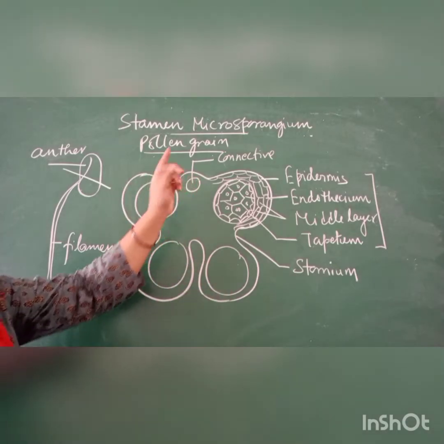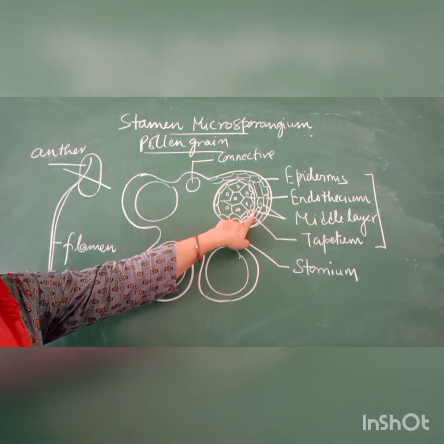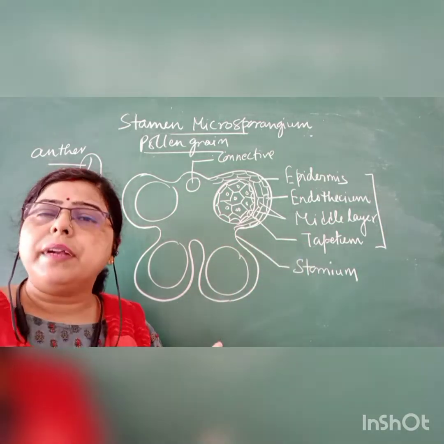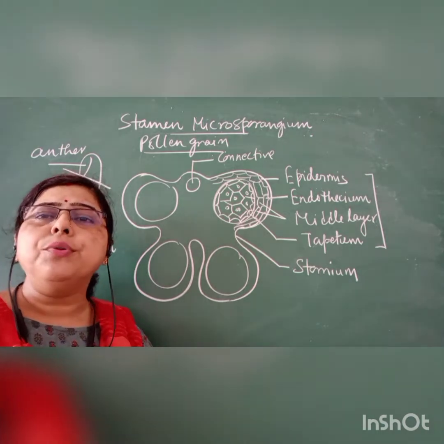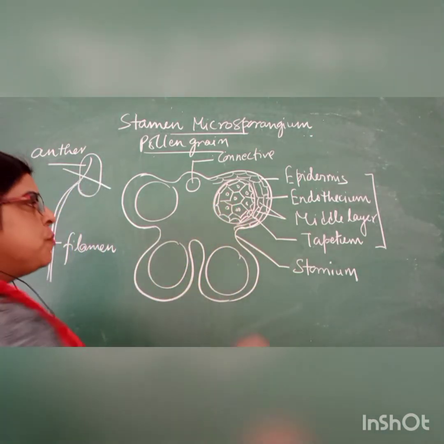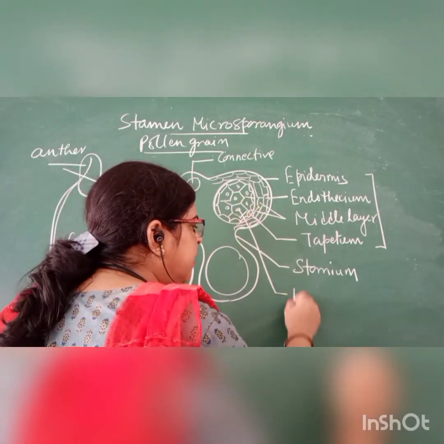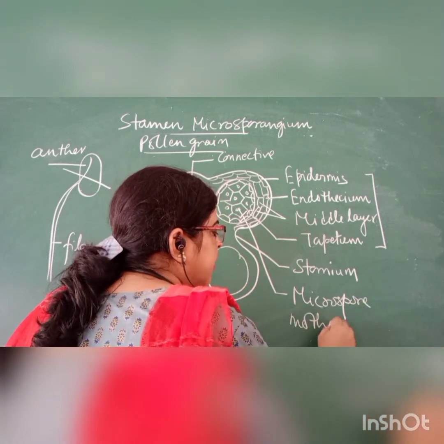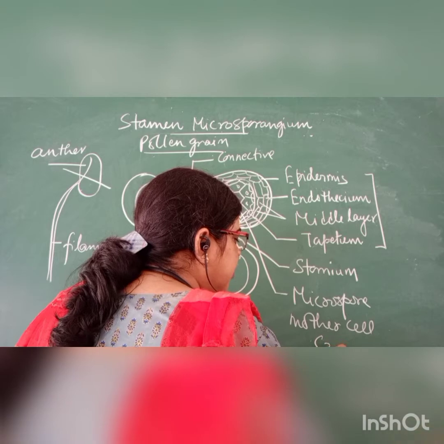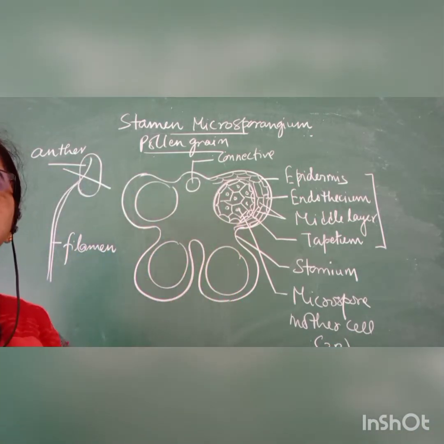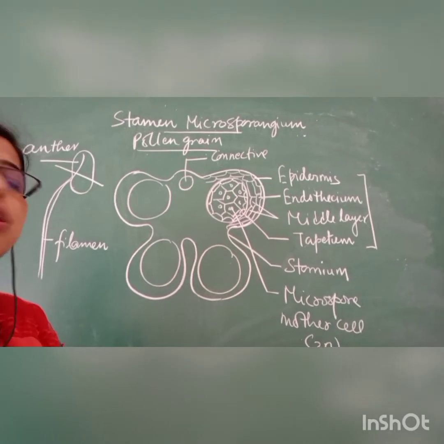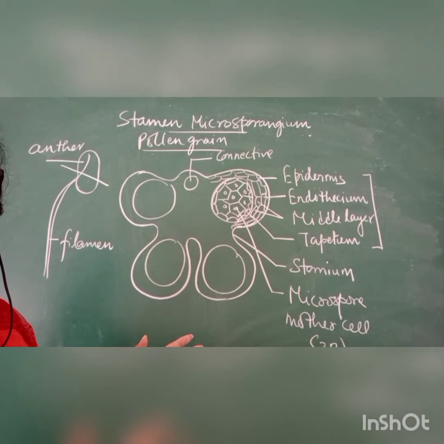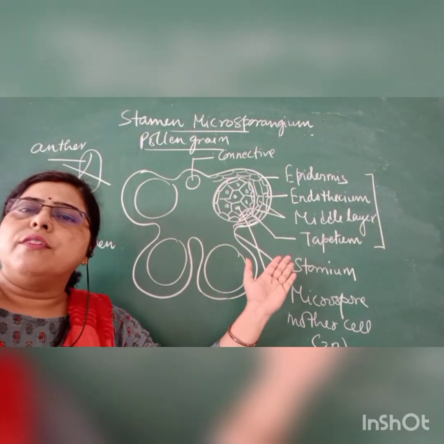Okay, so the middle layer is also 2 to 3 layers and protective in nature, and the fourth, the innermost layer, is called the tapetum. Tapetum is very important. It provides nourishment, nutrients to the developing microspore mother cells. These are called what? Microspore mother cell. When we call it a mother cell, we know that its ploidy is 2n. So microspore mother cells are in diploid form. Okay, these are the 4 important layers.